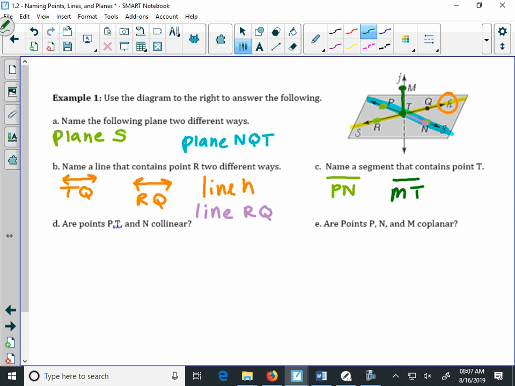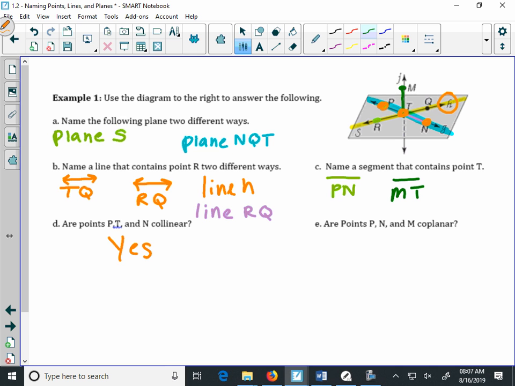D says, are points P, T, and N collinear? What does collinear mean again? On the same line. So are points P, T, and N on the same line? Yeah. We're all sitting on the same exact line.